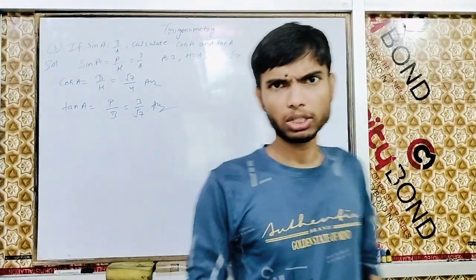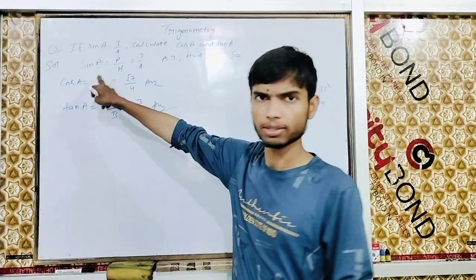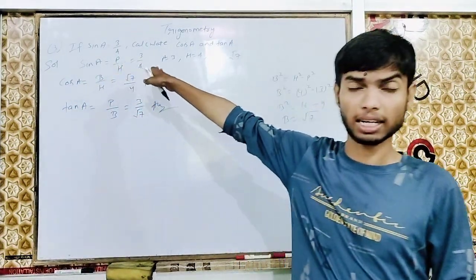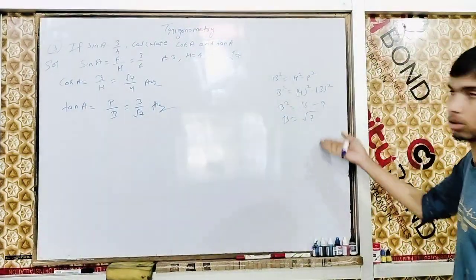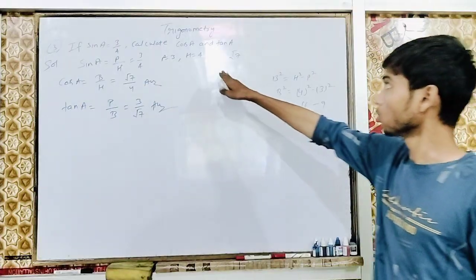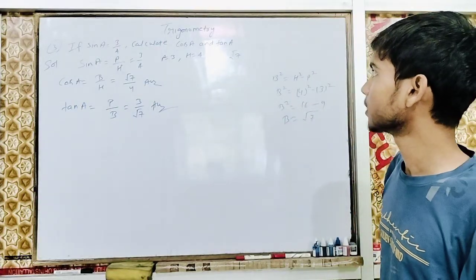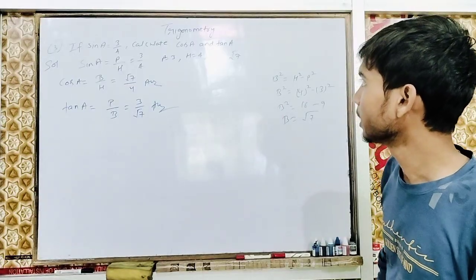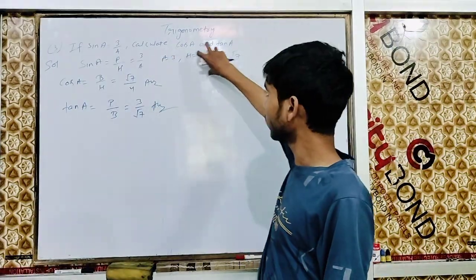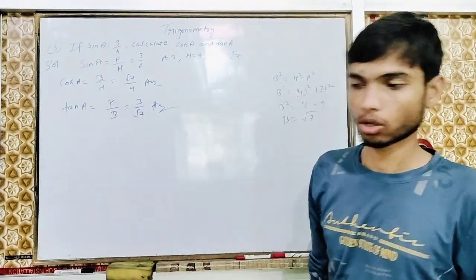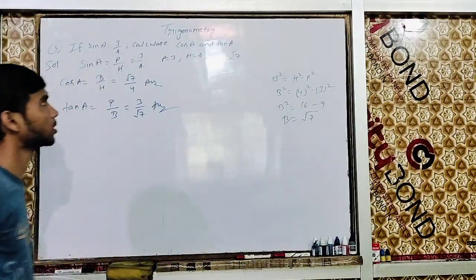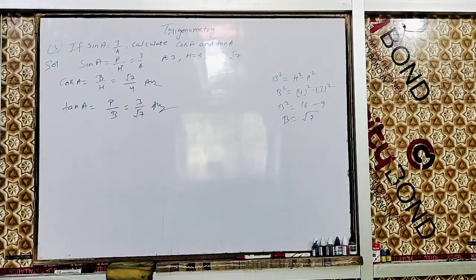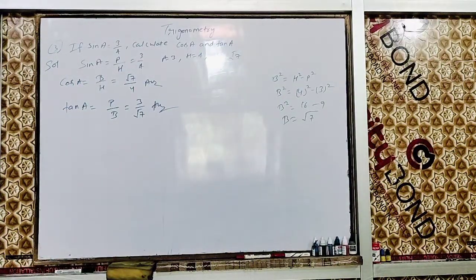What did we do? We saw that P is given as 3 and H as 4, but B is not given. So we used this theorem to calculate the measure of the base. Then we applied all this in the ratios of trigonometric functions, and we were able to solve cos A and tan A. Now next question. Just have a look and I will take the next question.